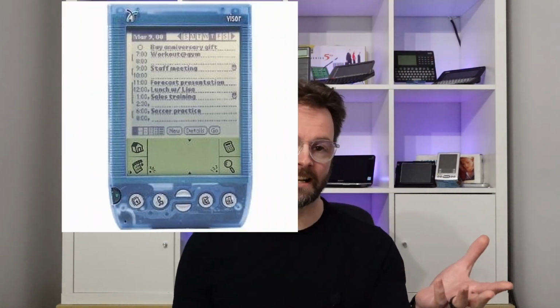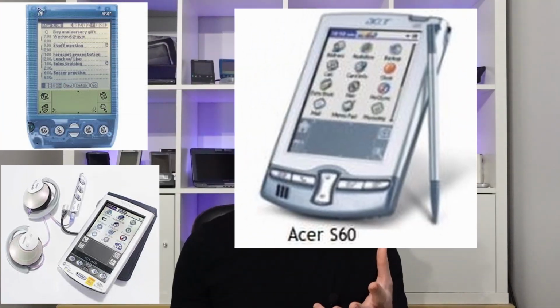Palm was a lot more like Apple in that it designed Palm OS, but it also created all the hardware to go with it, giving it total control over what the hardware was capable of. Palm later diversified and licensed out their software to other companies, such as Handspring, Sony, of course, and Acer.